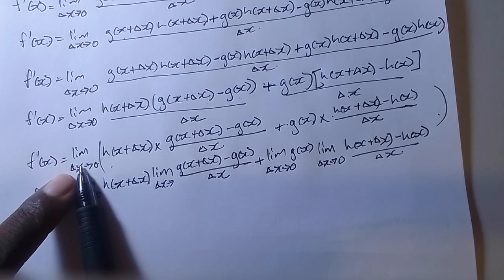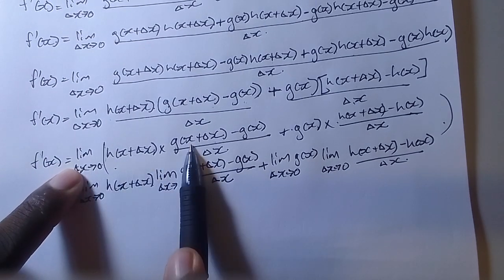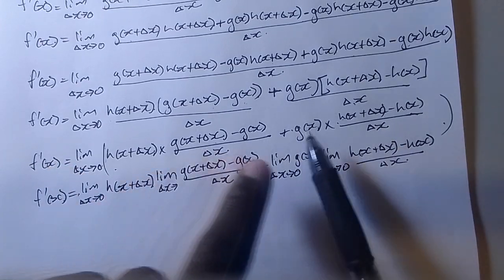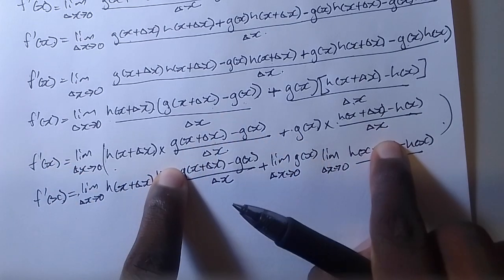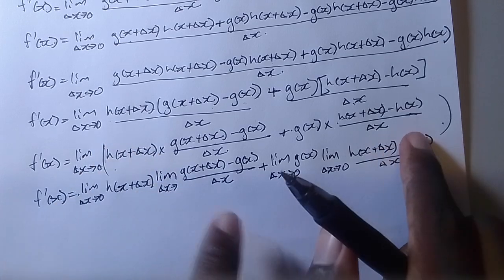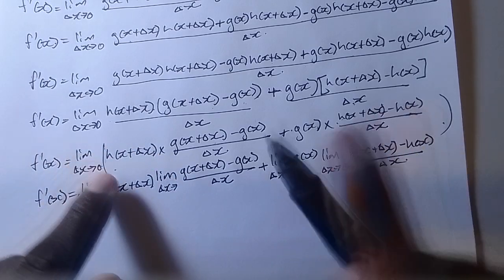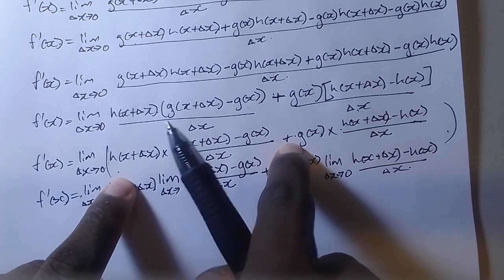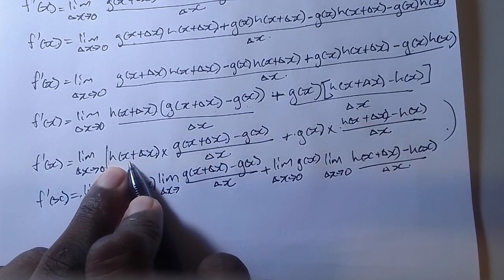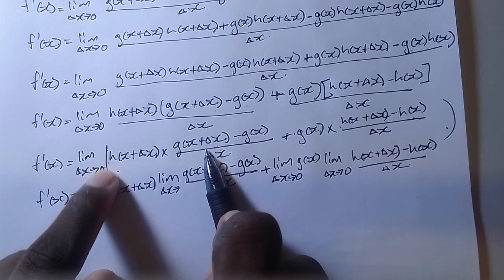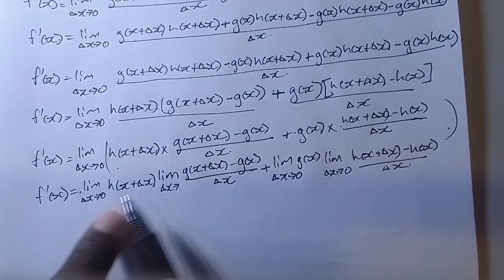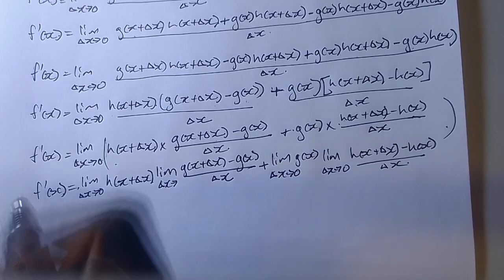The limit sign was basically distributed to this, this, this, and this, because taking the limit of a sum is the same as taking the sum of the limits. So that explains why we could take this to there and there. And taking the limit of a product is the same as taking the product of the limits, which explains this.